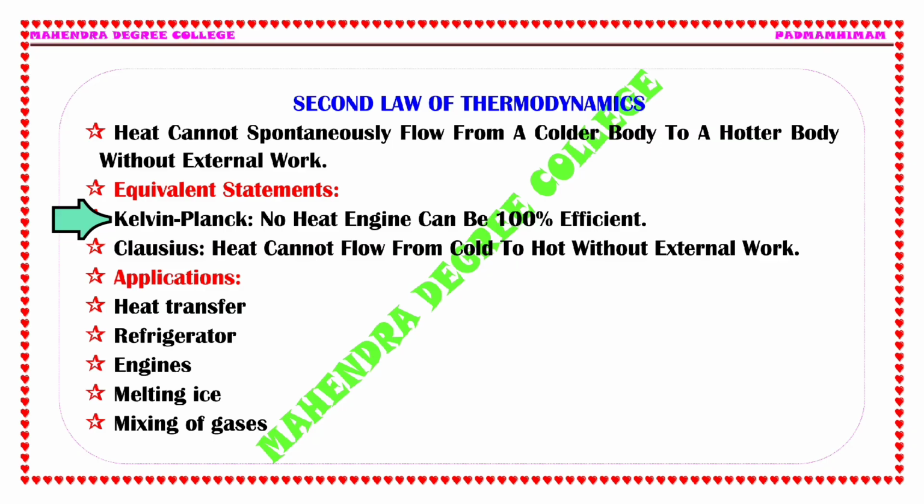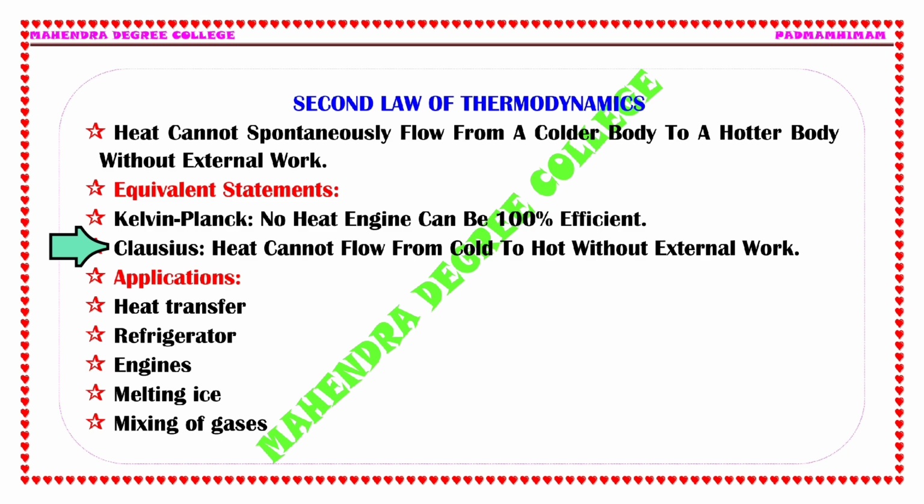Example: in car engines or steam engines, part of the heat is always wasted as exhaust gases and is lost to the surroundings. Next, Clausius statement: heat cannot flow from a colder body to a hot body without external work.